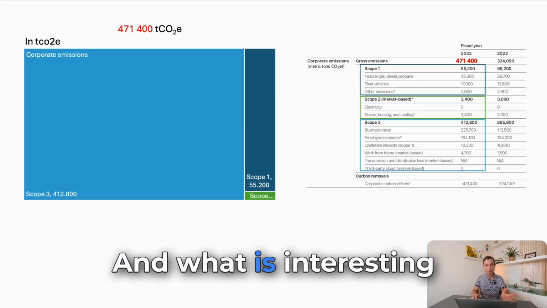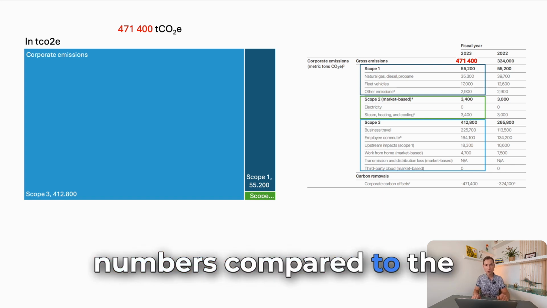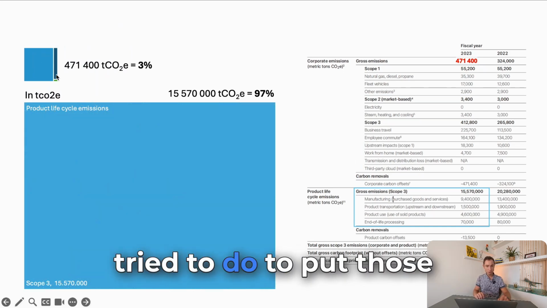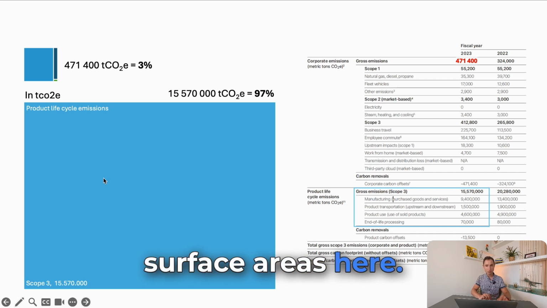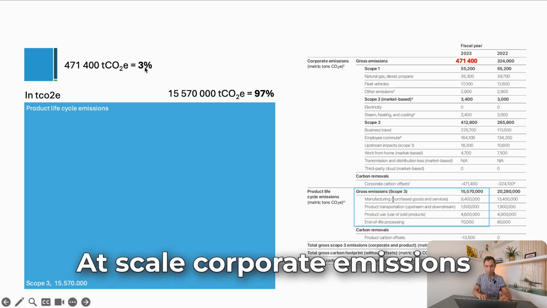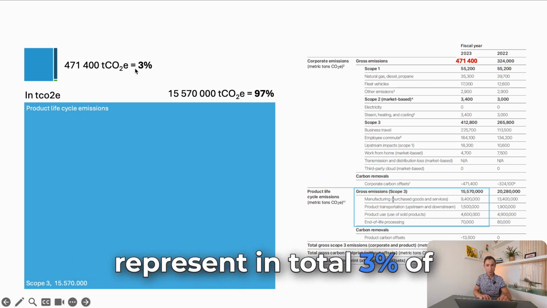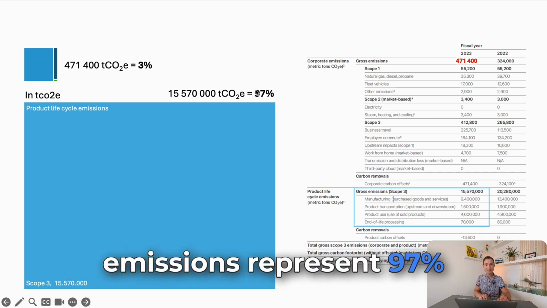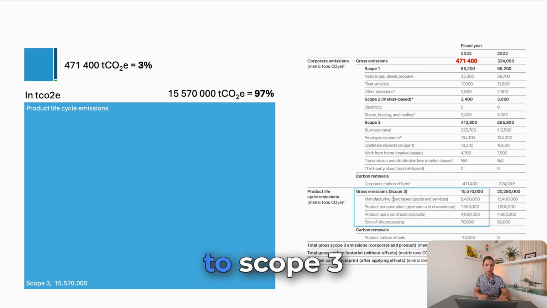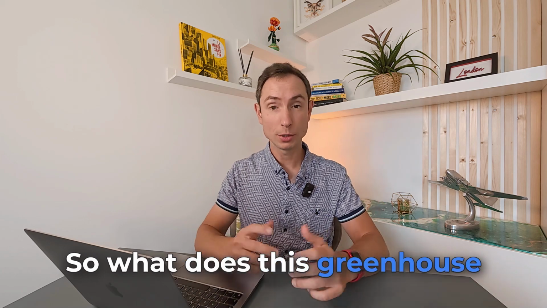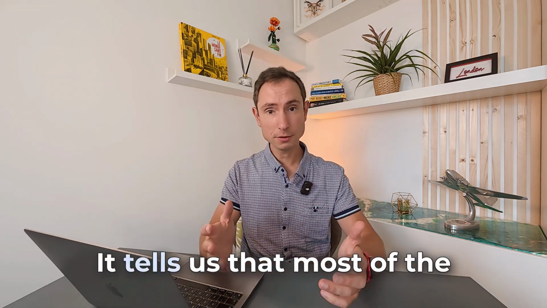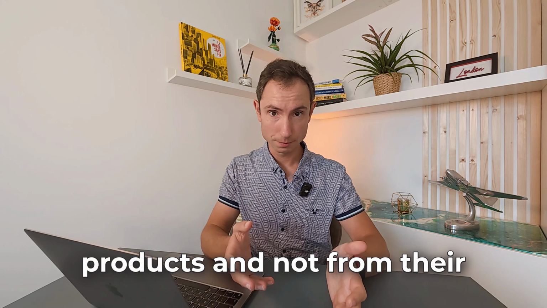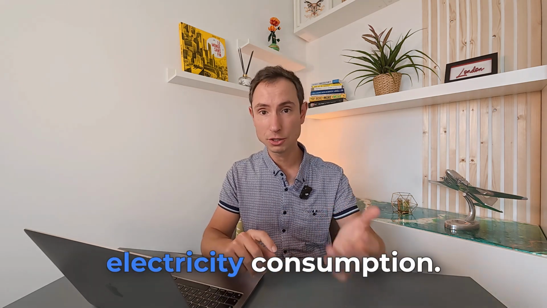What is interesting is when we look at those numbers compared to the Scope 3 of the product emissions. This is what I tried to do, to put those surface areas at scale. Corporate emissions represent in total 3% of the carbon footprint of Apple, and the product life cycle emissions represent 97%, and it's entirely related to Scope 3. So what does this greenhouse gas inventory tell us? It tells us that most of the emissions of Apple come from their Scope 3 and more specifically from their product, and not from their offices or from their electricity consumption.